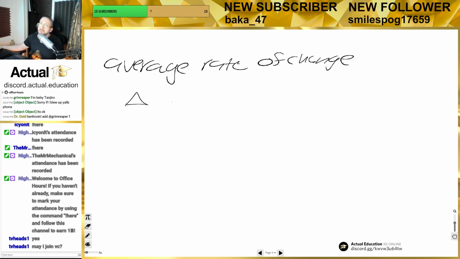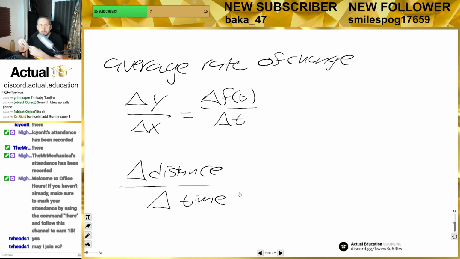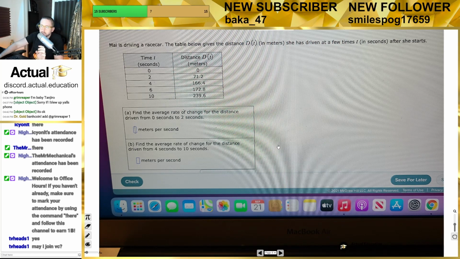Average rate of change between 2 points is the change in y divided by the change in x. Or this can also be the change in, for instance, f of t divided by the change in t. It could also be the change in distance divided by the change in time. Rate of change is almost always going to be the change of something divided by the change in time that happened. Does that make sense, Luke? Yes, it does. Thank you.